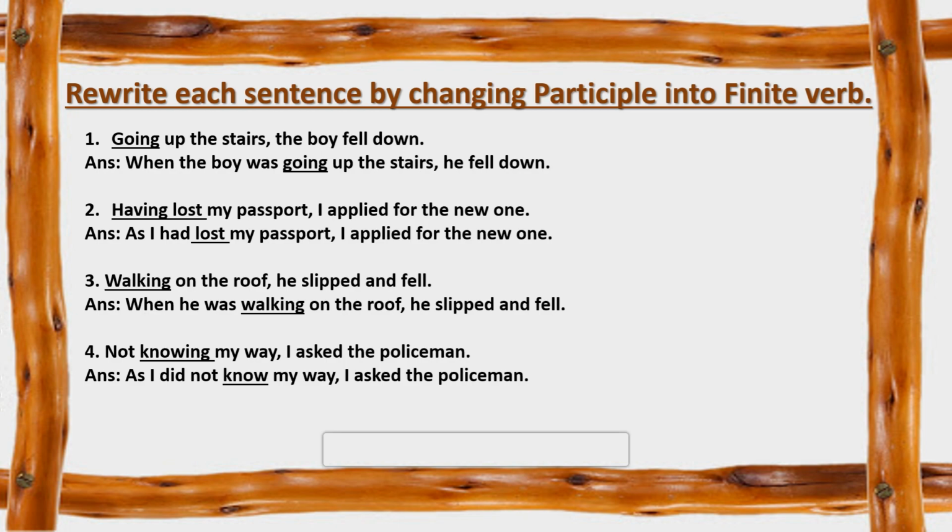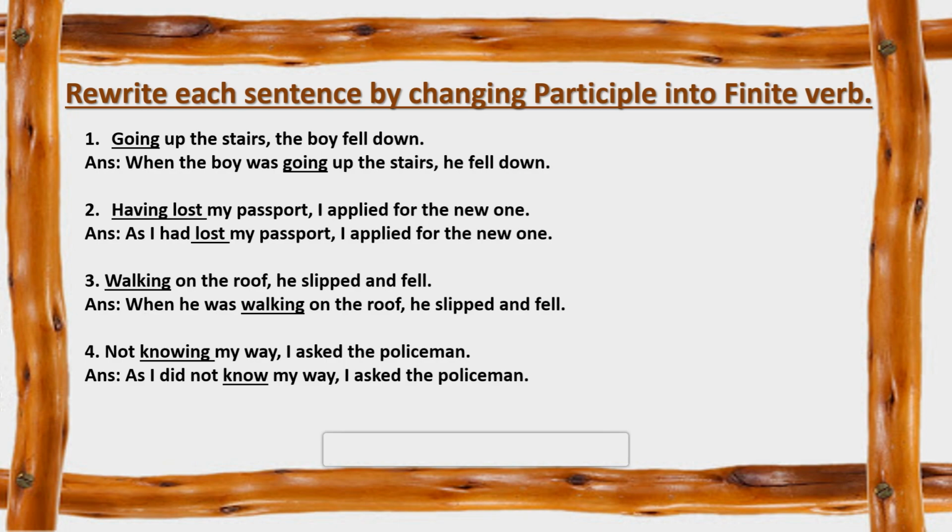Now question number 2. Having lost my passport, I applied for the new one. Here, having lost is a perfect participle. Now, we have to change this. Here you remember that a perfect participle is changed into the perfect tense. So the answer is: as I had lost my passport, I applied for the new one. Here, had lost denotes the past perfect tense.